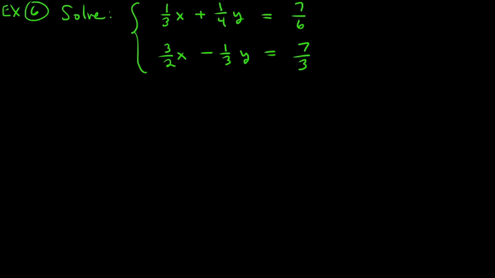Okay, one last example. I think I lost count. I don't know if this is example 6 or 7. Either way, right, so we want to solve this system of equations here. 1/3 x plus 1/4 y is equal to 7 over 6. And the second equation is 3 over 2x minus 1 over 3y is equal to 7 over 3.